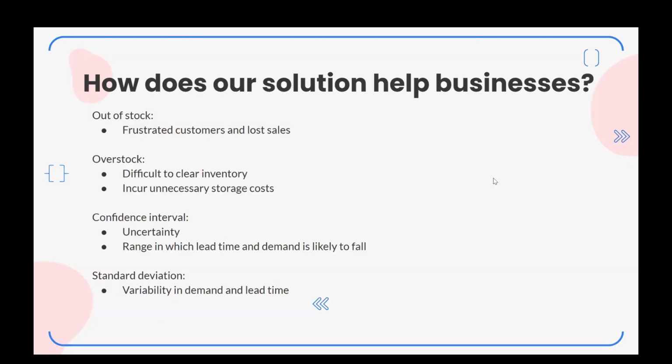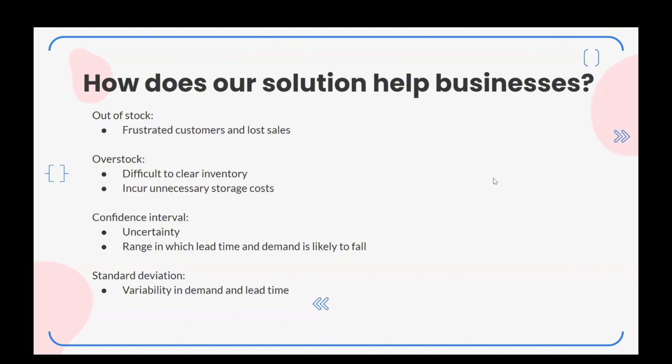Inventory management is a balancing act. Order too little and you face stockouts and lost sales. Order too much and you tie up valuable cash in excess inventory. But what if we could use data to take the guesswork out of inventory decisions? By leveraging statistical analyses, confidence intervals, and standard deviation, businesses can accurately predict demand fluctuations and set optimal reorder points.